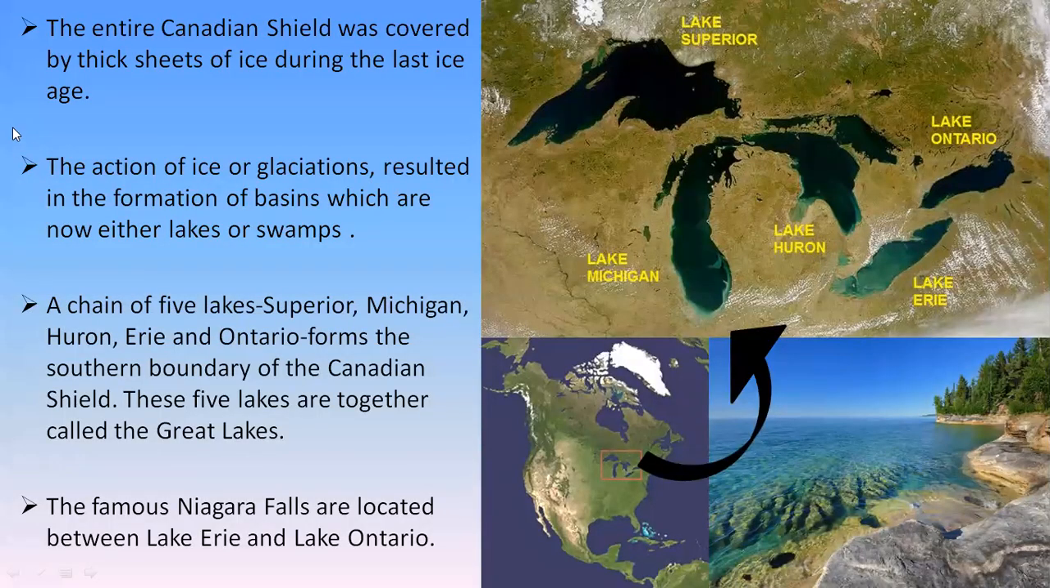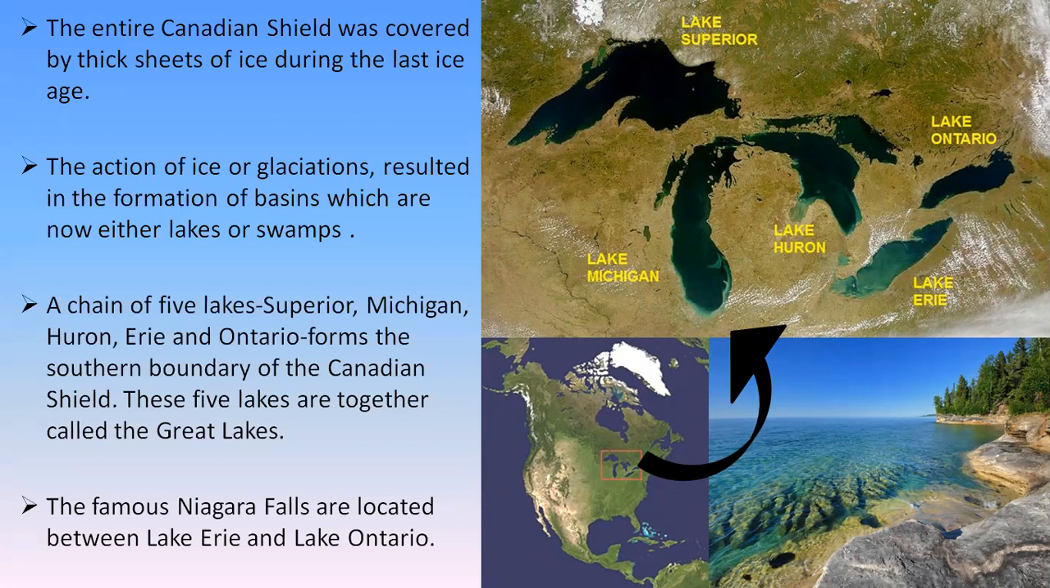The entire Canadian Shield was covered by thick sheets of ice during the last ice age. You can find the darkish green color over this side; that is called the Canadian Shield. During the last ice age, it was covered with a thick ice shield. The action of ice, or glaciation, resulted in the formation of basins which are now either lakes or swamps.